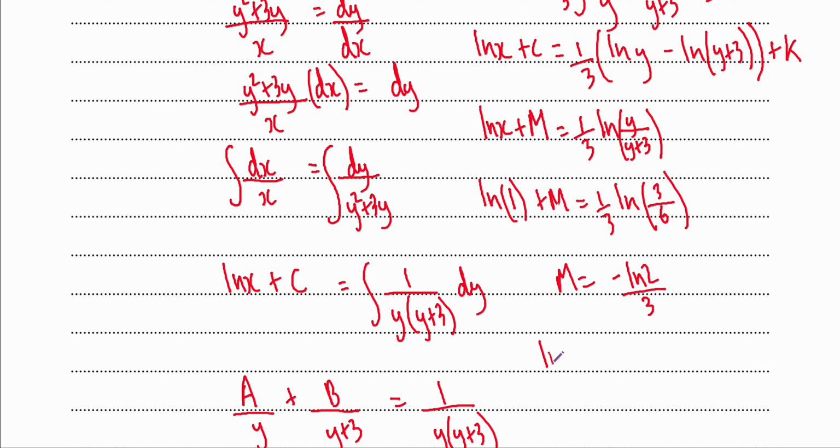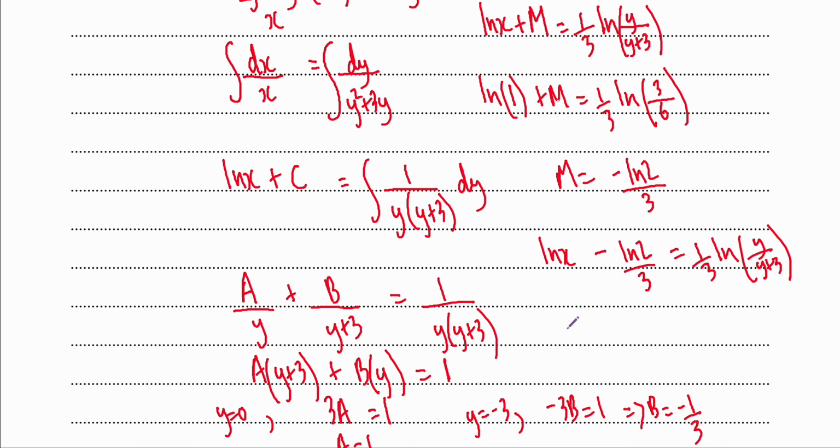So we have ln x minus ln 2 over 3 is equal to 1 over 3 natural log of y over y plus 3. And let's say you want to make this more clean, so we multiply by 3 on both sides. So we would have 3 times natural log of x, which is ln x cubed, minus natural log of 2 is equal to the natural log of y over y plus 3.